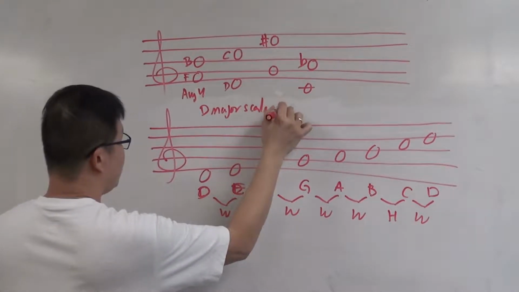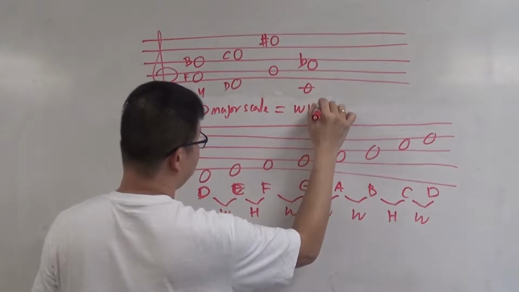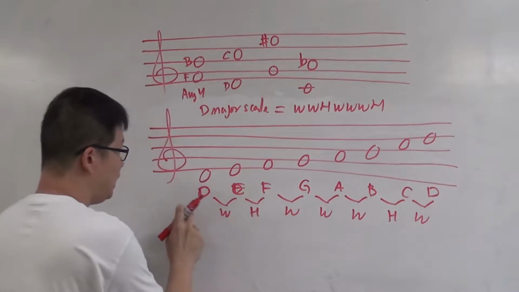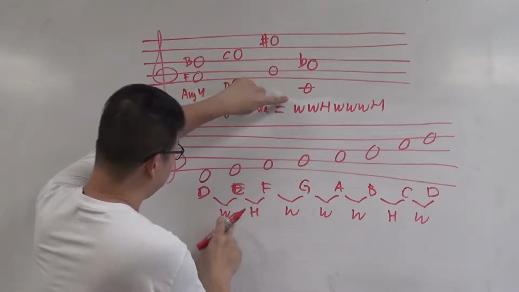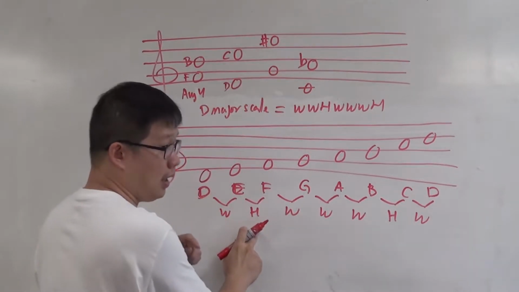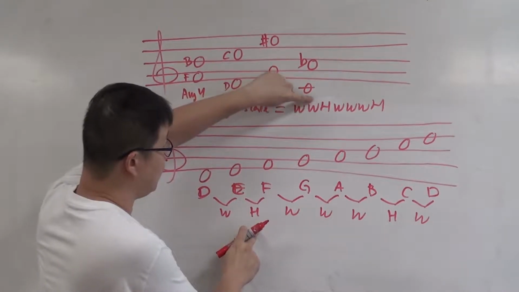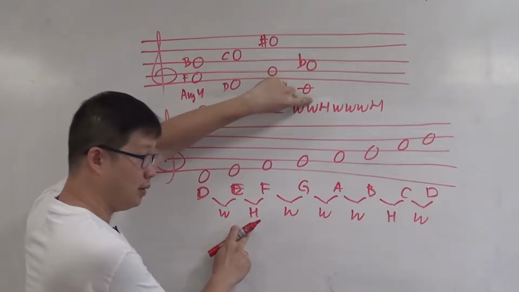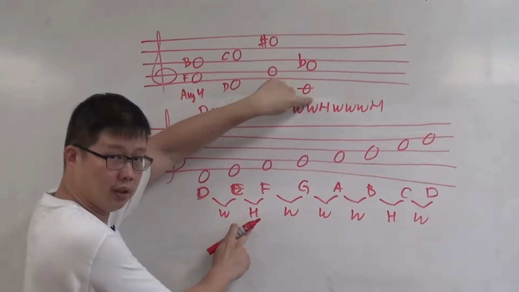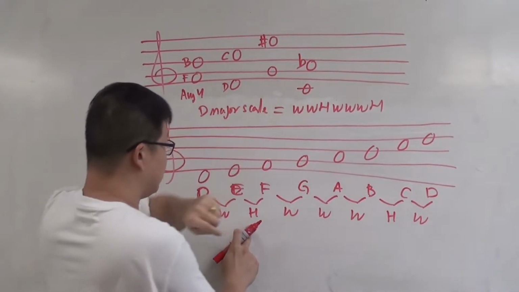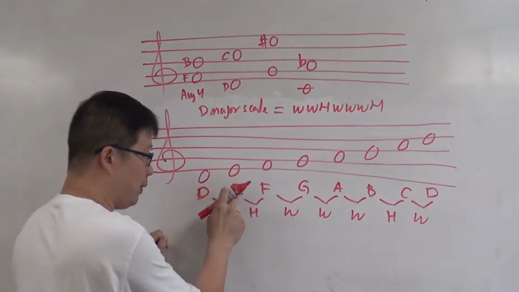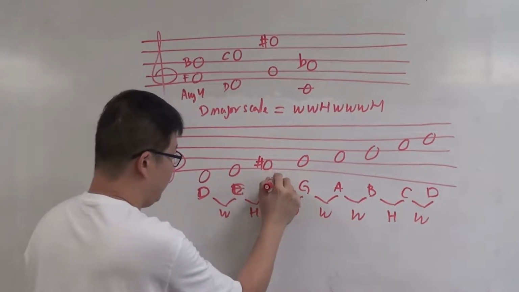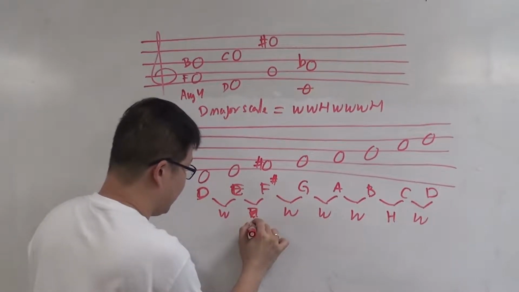The formula of a major scale is W, W, H, W, W, W, H. Now we see D to E is W, which is correct. Now E to F is half, but the formula says it should be W. How can we make half become whole? Which accidental should we use? Sharp. Very good. Which note should we sharp? Should we sharp E or should we sharp F? F. Very good. So I put F sharp, and this one becomes whole.